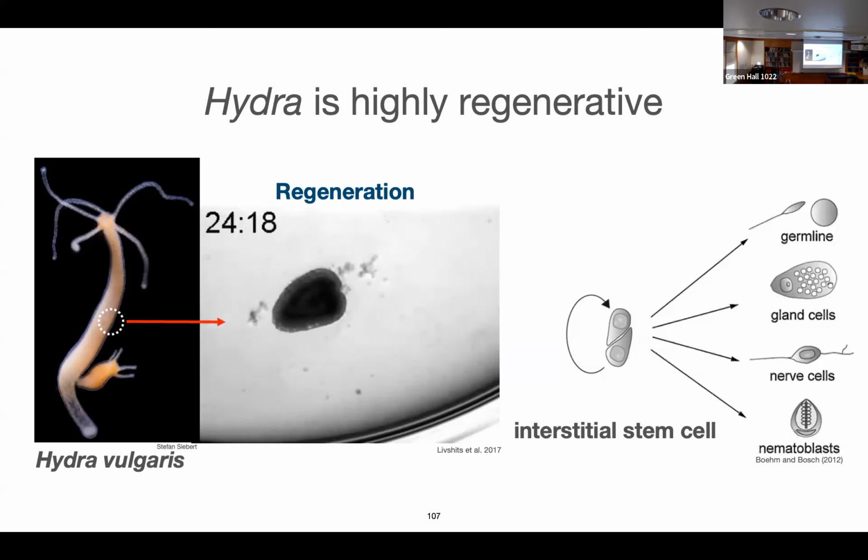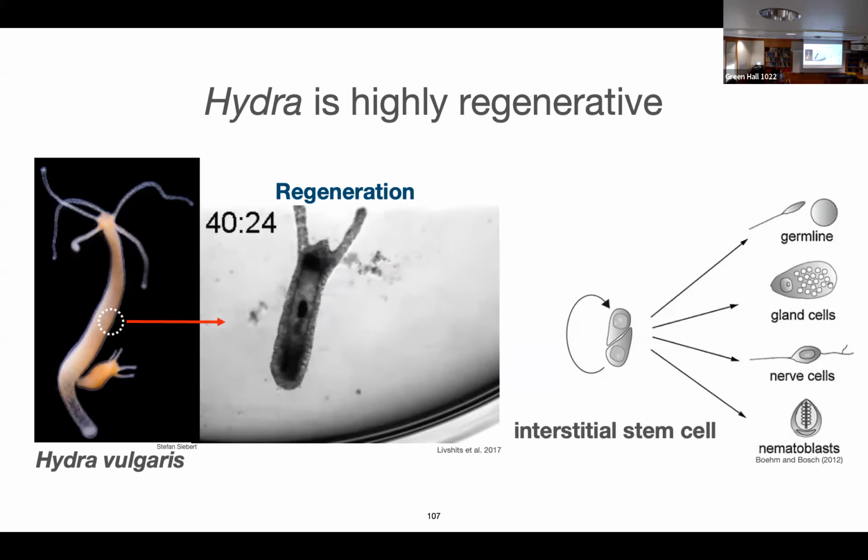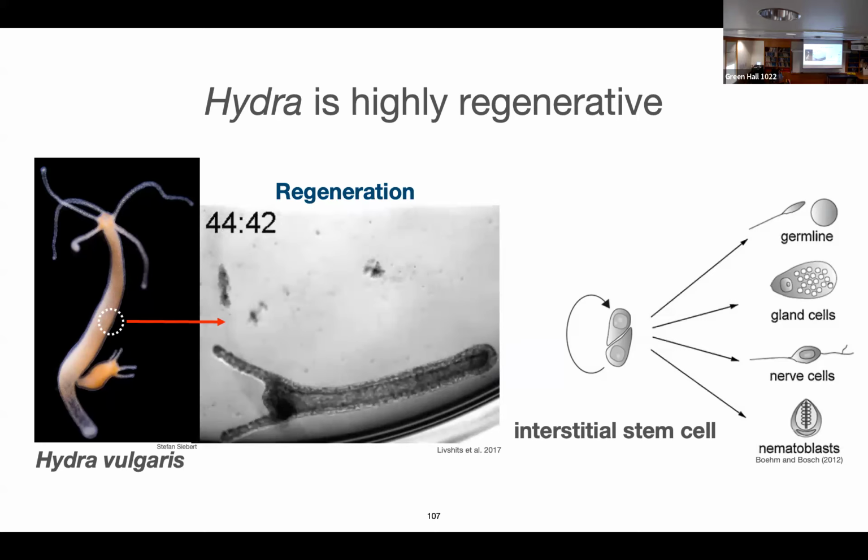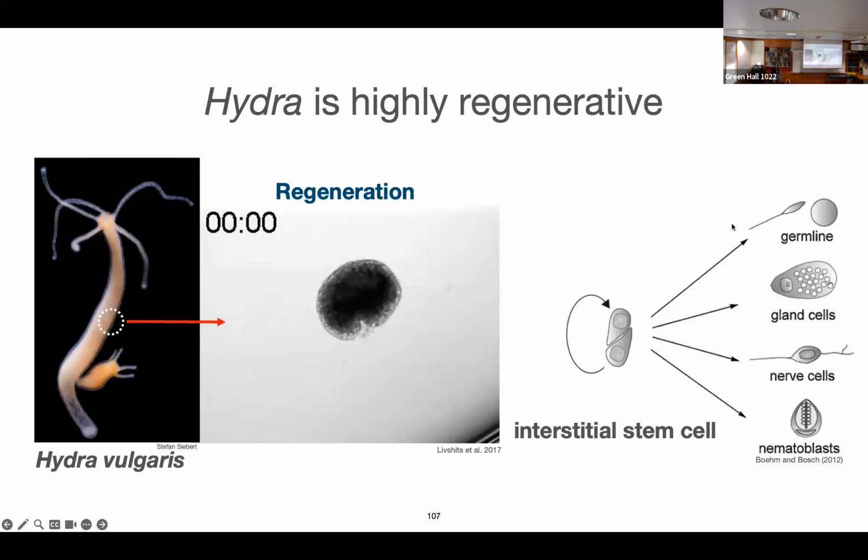So Hydra is a hydrozoan cnidarian. And if you remember from part 2, it has these special stem cells called interstitial stem cells. And it has amazing regenerative abilities, and that is due to the constant proliferation of these stem cells. So this is a video of Hydra. This is a video of Hydra that did form into a whole Hydra from a piece of its body wall.